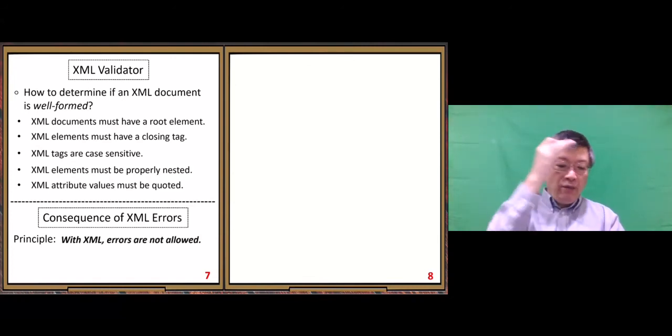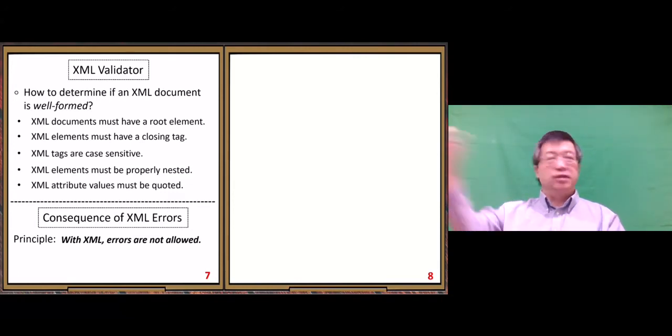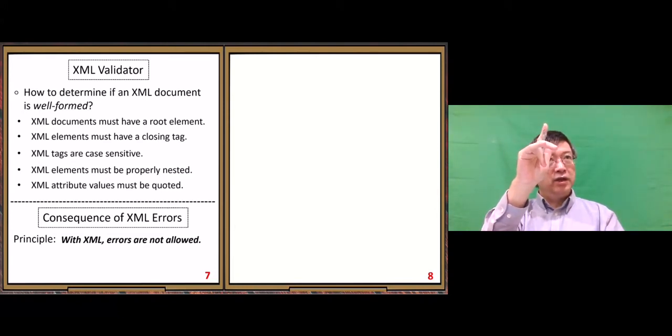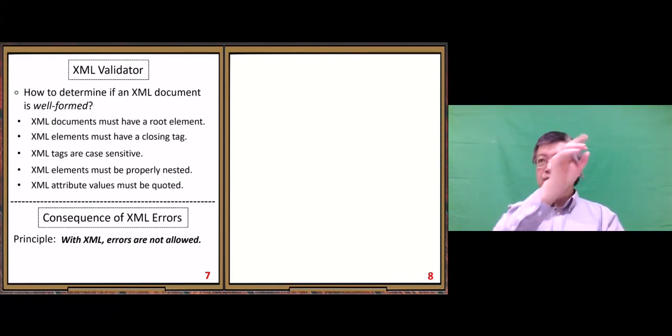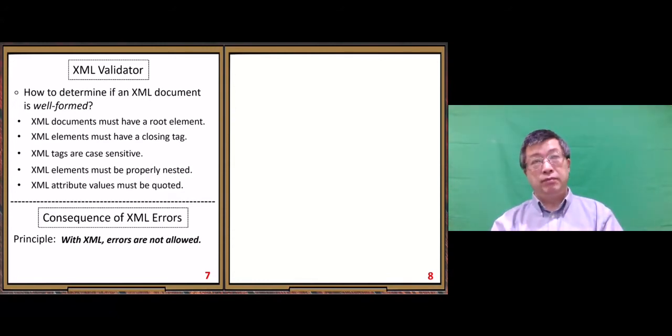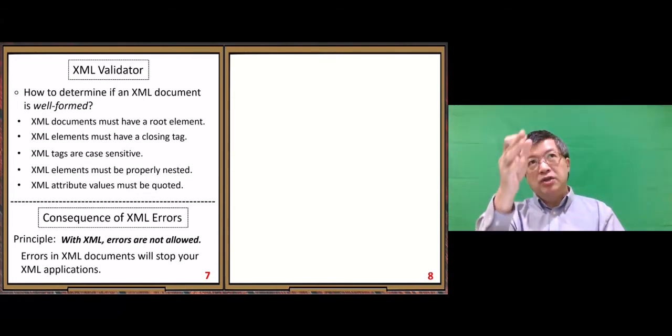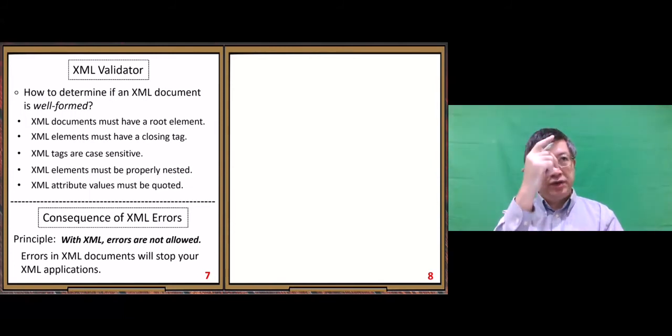So what's that? With XML, errors are not allowed. That's the principle. No single error is allowed. It must be completely well-formed. But what is the consequence? If there is one single error, what is the consequence? Very simple. Stop. Those XML applications won't work even if there is one single error.